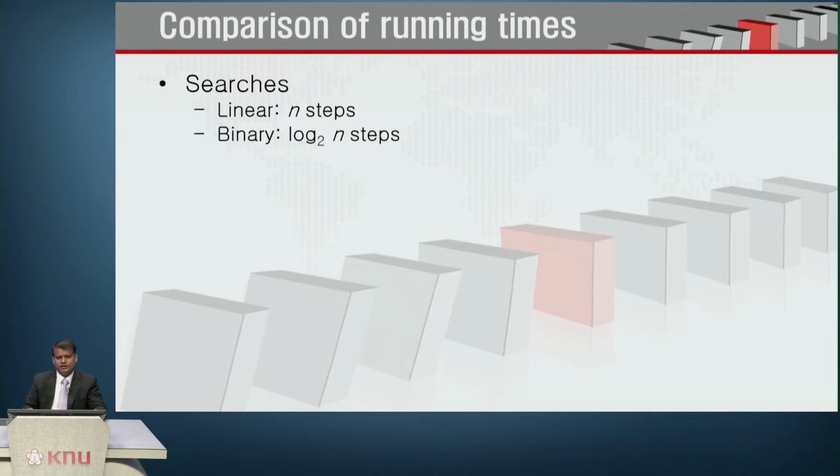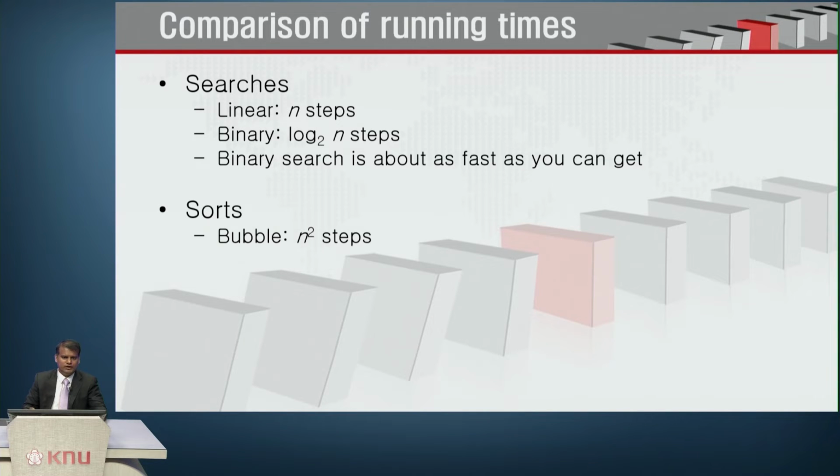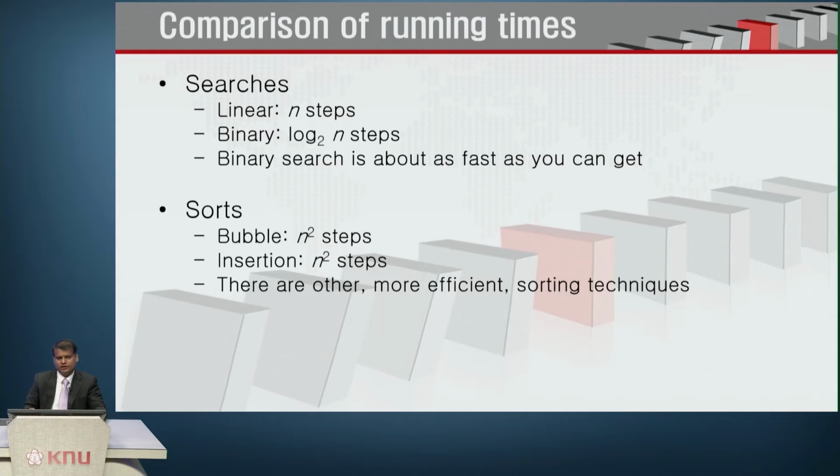So you can compare these search algorithms. For example, linear search takes n steps, and binary search takes log 2 n steps. We can clearly see the difference between these two computations. Binary search is about as fast as you can get. It is a faster algorithm when compared to the basic linear search. And when it comes to sorting, bubble sort takes n square steps, and insertion sort also takes n square steps. There are other more efficient sorting techniques available.